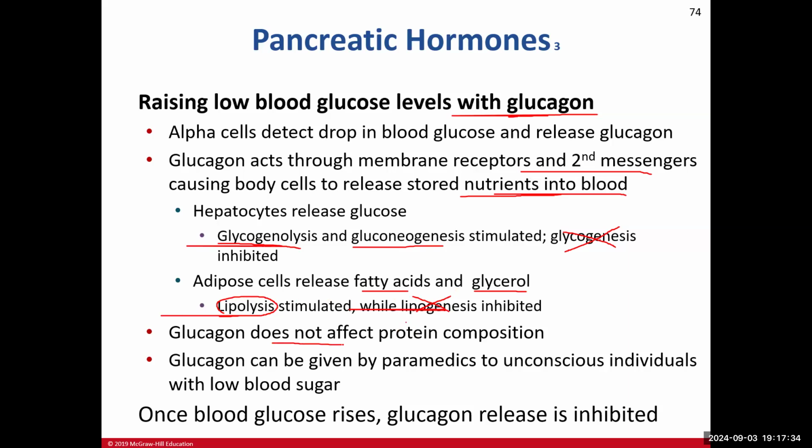All right, so that's important to know that difference, because up to this point, we've seen some of those situations, when we talk about cortisol, we saw how it affected protein metabolism there. There you go, Christian, right here, paramedics, unconscious. So glucagon.